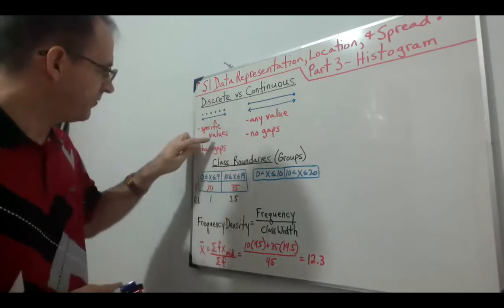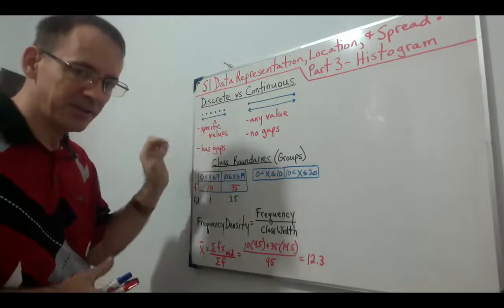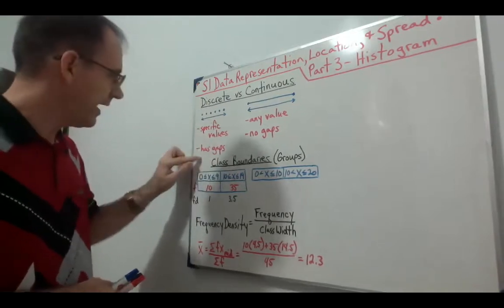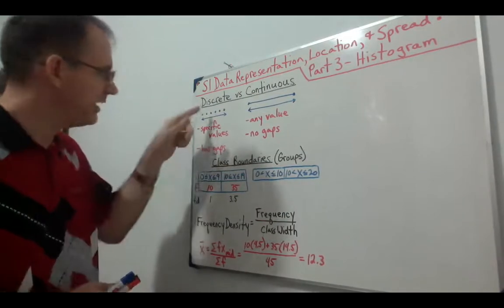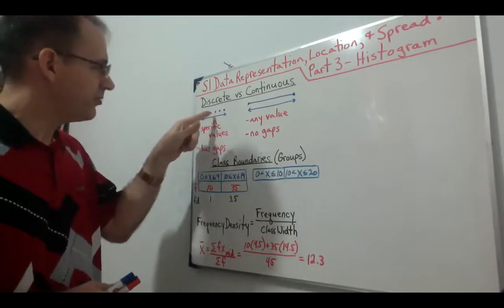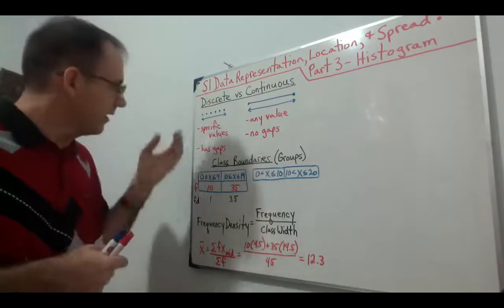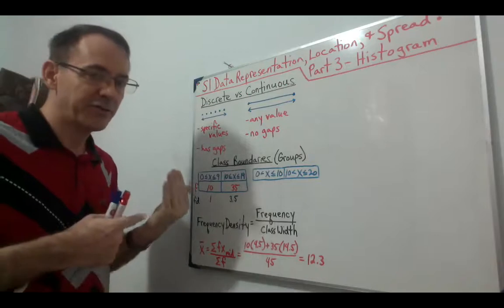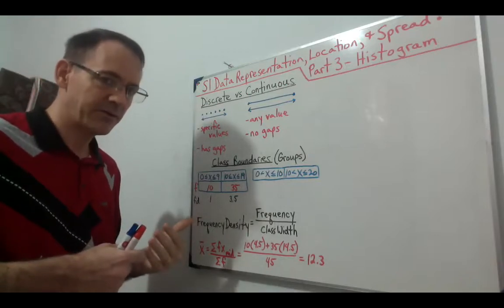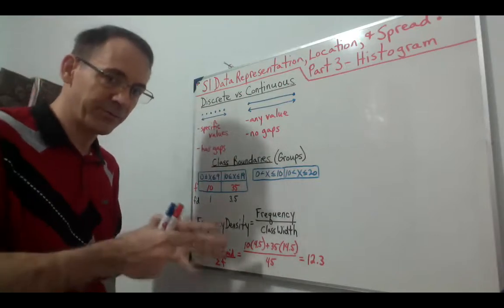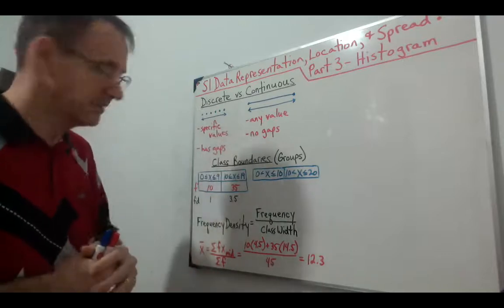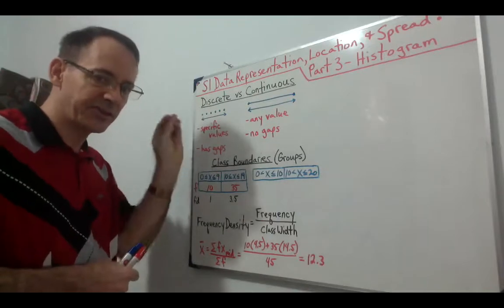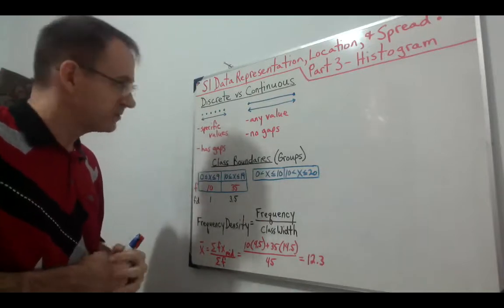In other words, you're treating them as an individual packet, and it has to take particular values. So here's some of the description: it has to take specific values, and it has gaps, meaning fractions like 3.5 months are not allowed. You're either 3 months or 4 months. So there are gaps in between the discrete values.